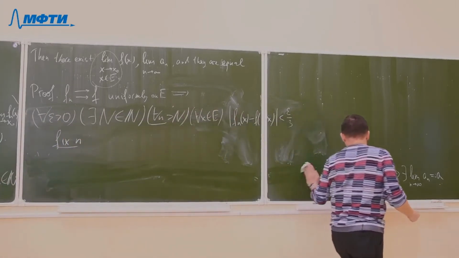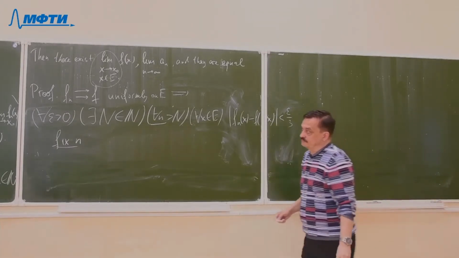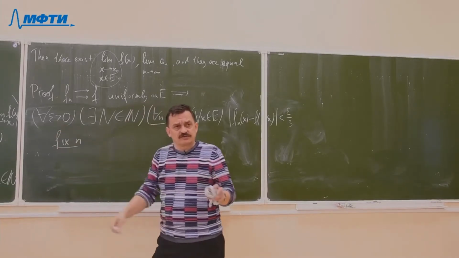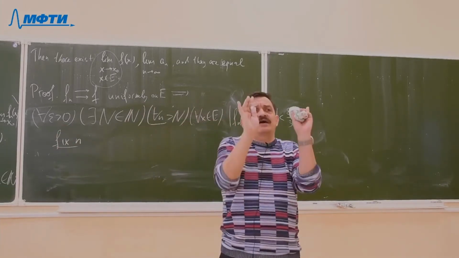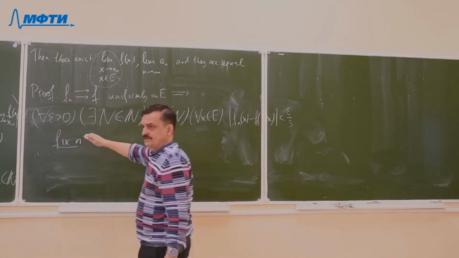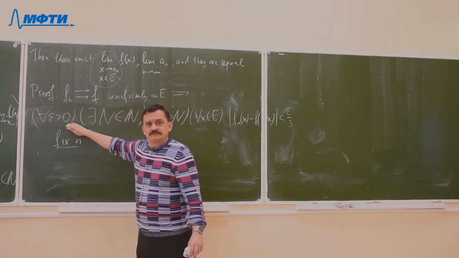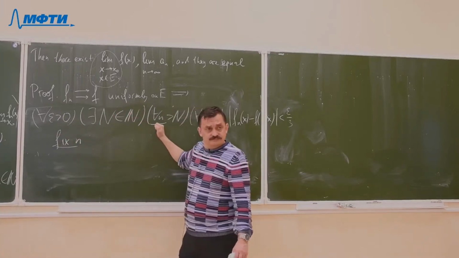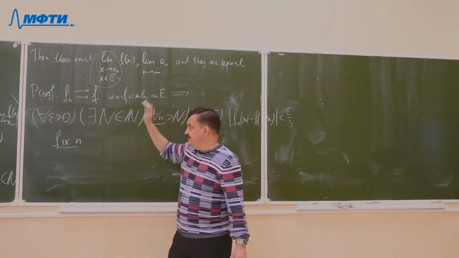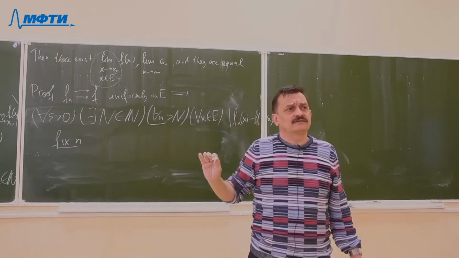Then epsilon is arbitrary, right? So I choose an arbitrary positive epsilon. For this epsilon, we found capital N, right? And now I fix at least one of those little n. I need only one.